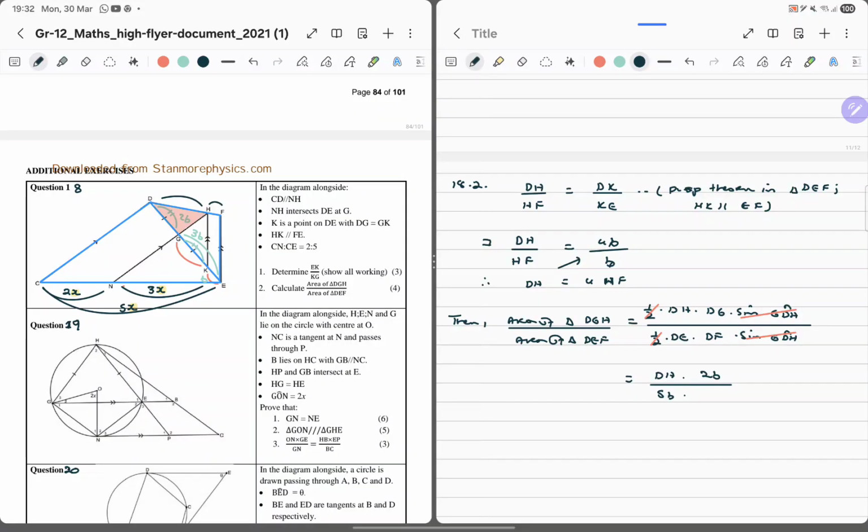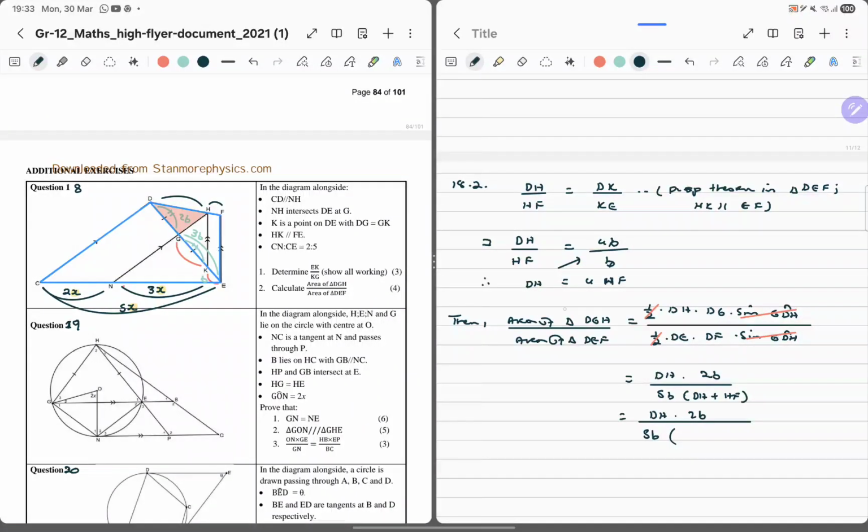So now what will this be? This one will be DH plus HF. Okay, it's a bit tricky, but we're going to be fine. DH times 2B. I should have used symbols. It would have made my life easy. 5B into, now DH is 4 times HF, isn't it? So HF is a quarter of DH.